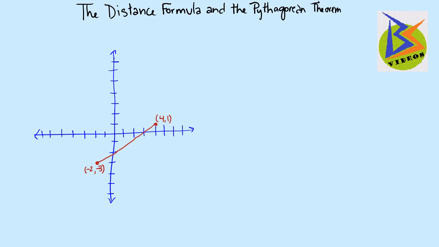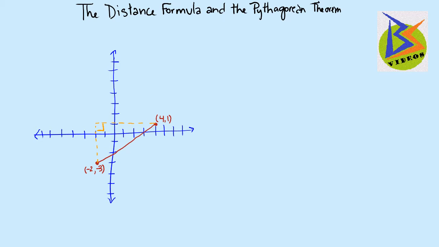In this video, what we're going to take a look at is the distance formula and how the Pythagorean theorem relates to it. So we'll actually look at this problem in two different ways and kind of derive the distance formula from the Pythagorean theorem. So what we want to do in this problem is find the distance between (-2, -3) and (4, 1). Now we can't just count diagonally because we don't know what the length of those are exactly. So what we're actually going to do is create a right triangle.